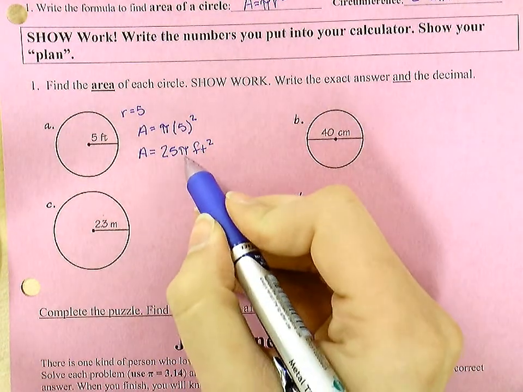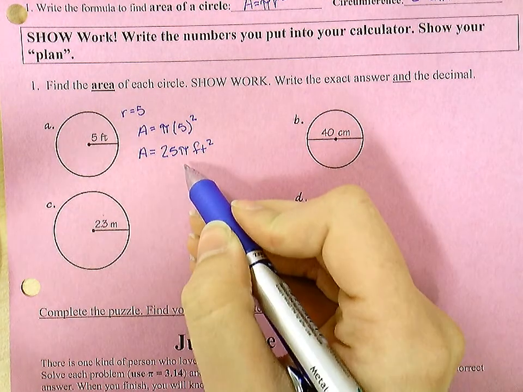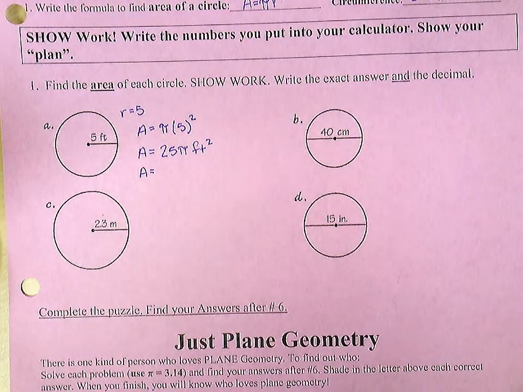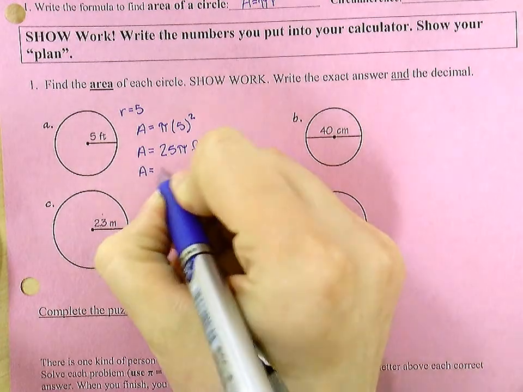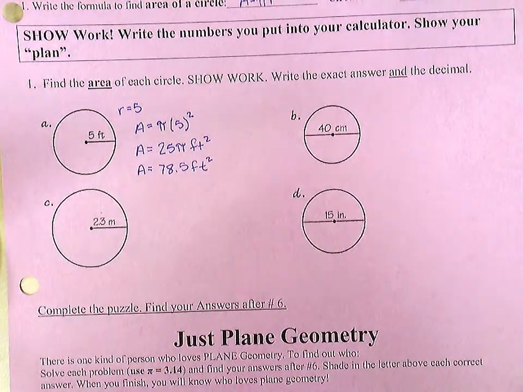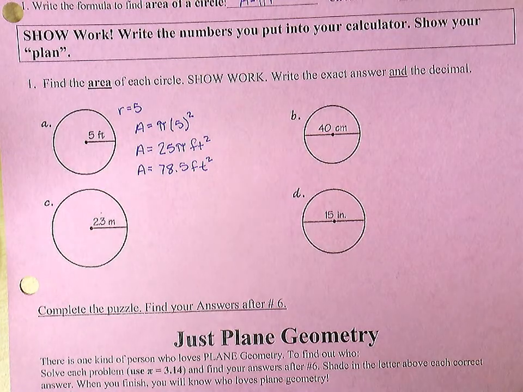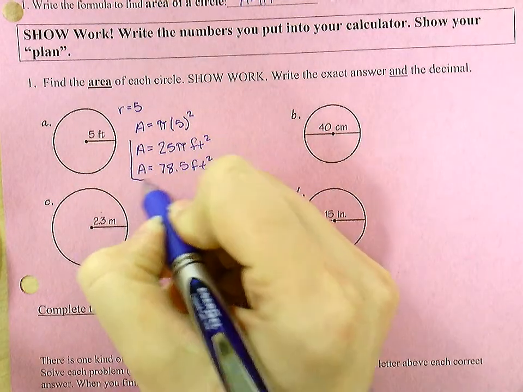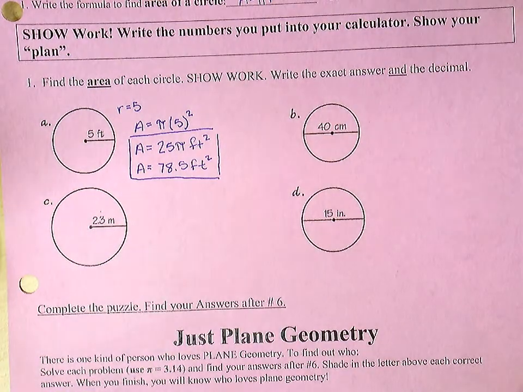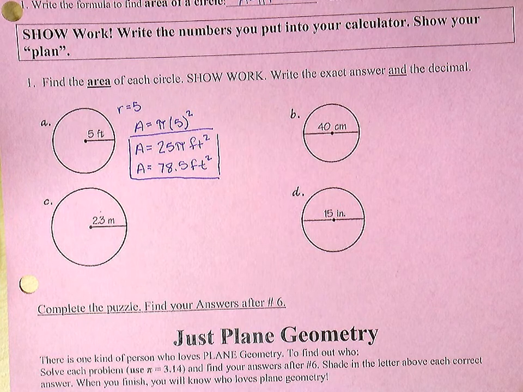For the decimal, you just have to multiply 25 times pi. That is 78.5 feet squared. So those would be your 2 answers for letter A. Again, you want both. You want the exact and the decimal. Questions on letter A?